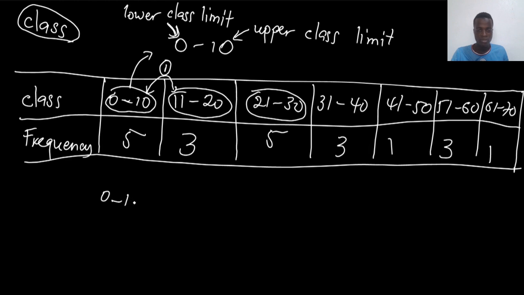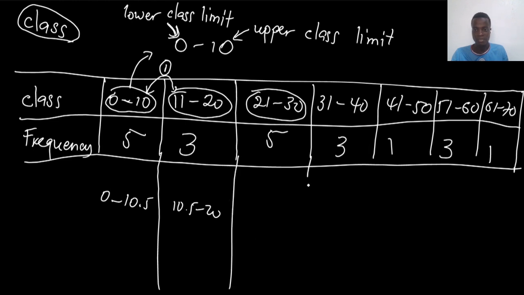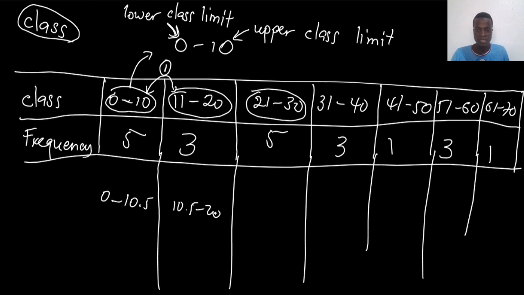0 to 10, but the difference is 1, so we take 0.5. The next one becomes 10.5 to 20. These are the same classes, so I'm just continuing the table for you. The same classes, 20. Now 20 and 21 is the next one.